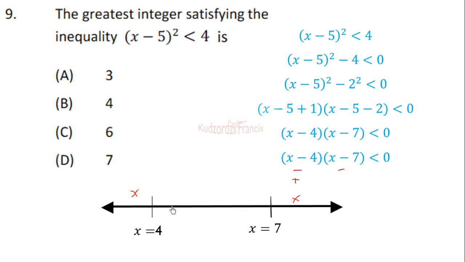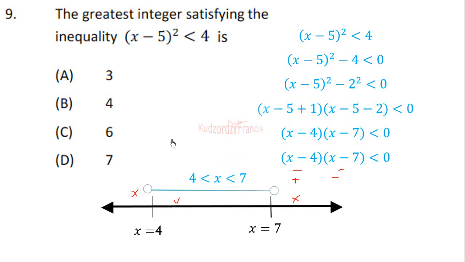Now what about this region? Let's put in 5. We put 5 here, we get 1, which is positive. We put 5 here, we get negative 2, which is negative. So positive, negative is negative, which is less than 0, and this region is true. But this time, our inequality will not be inclusive of the boundaries. This means that our inequality is going to be like this: x greater than 4 but x less than 7.